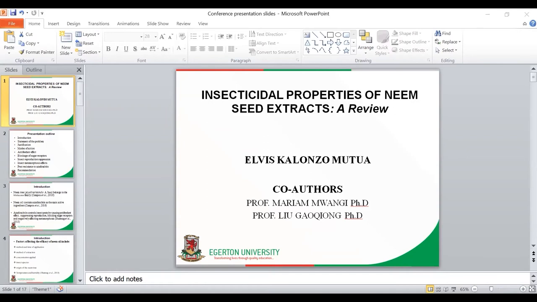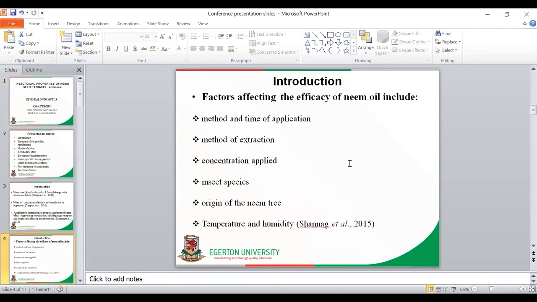Elvis, kindly, your slides are not moving, so go to presentation mode, slideshow, and then share. On my end, they are moving. Okay, proceed. Can you see whether they are moving now?